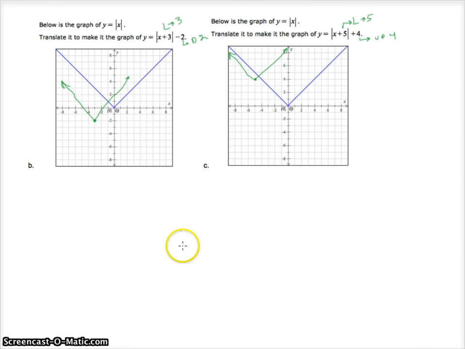Alright, just remember, when you're inside the absolute values, go the opposite direction. Outside, go the same direction.